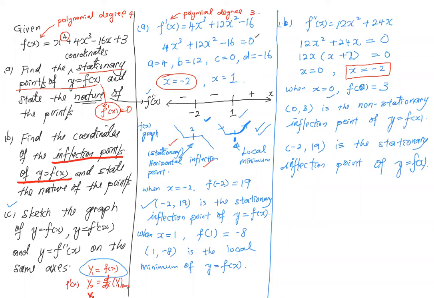Are you okay? Now you look at how I sketch without the help of a graphic calculator. My f(x) function is x to the power of 4 plus 4x squared minus 16x plus 3. My f prime x sign diagram goes this way: -2 and 1. Negative, negative, positive.